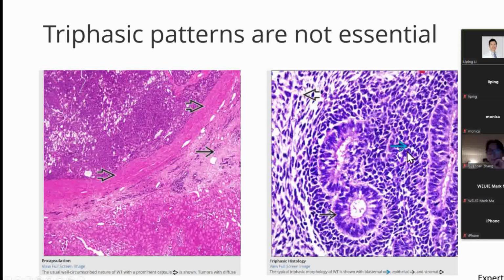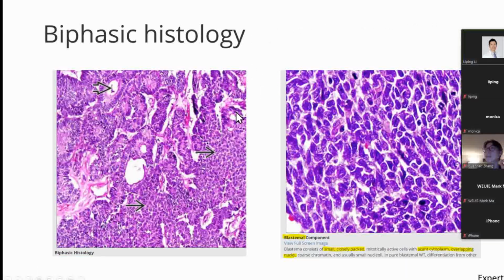And then we have these blastemal cells. So we have triphasic. But to make the diagnosis of Wilms tumor, you don't need to see all of these three patterns at the same time. Like this one here, we just show biphasic, just blastemal cells, and this forming glandular structure, that is the epithelioid component. And then this is the high power for the blastemal cells.